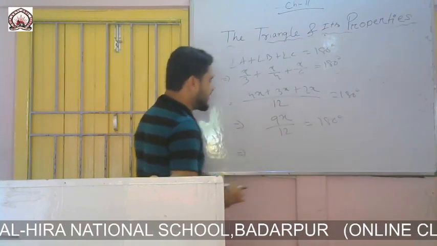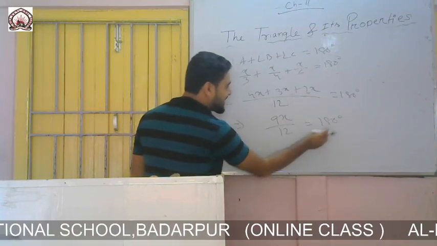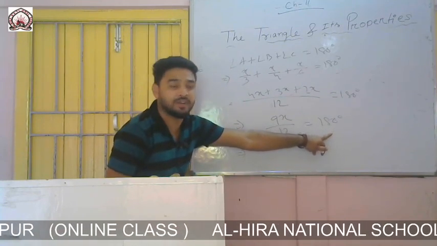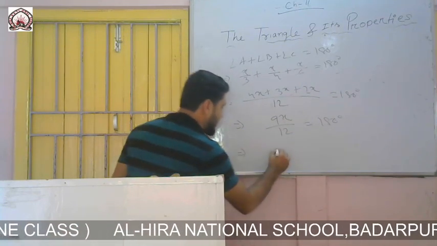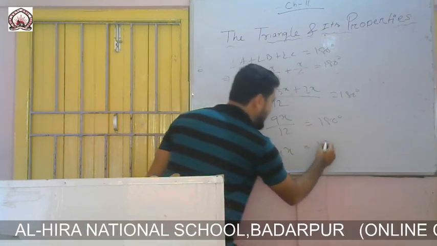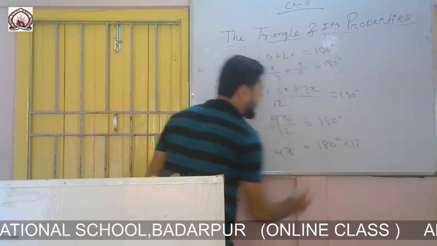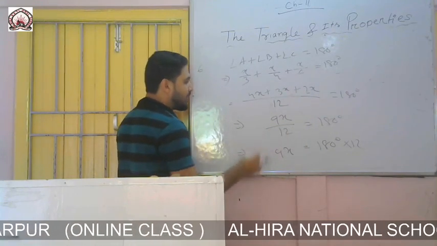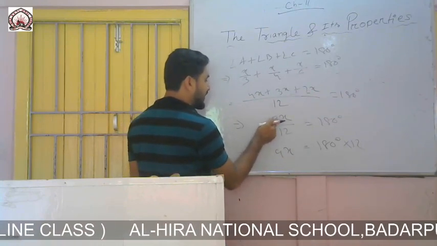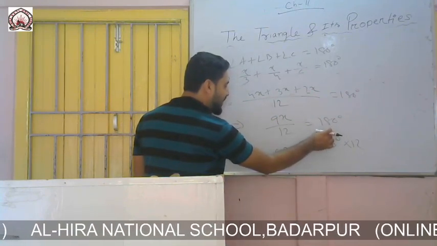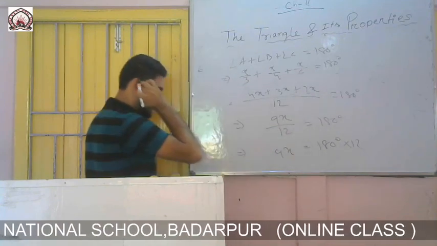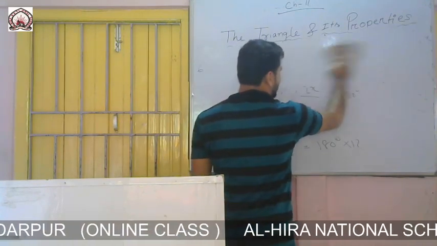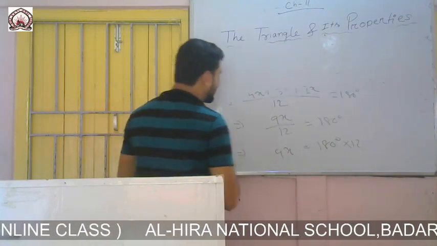If we cross multiply, then what? You assume that there is 1 as a denominator. So 9x into 1 means 9x, and 180 degrees into 12. How to cross multiply? Multiply this one by the denominator of that one, and that one by this one, like that. Now from here I can find angle x.